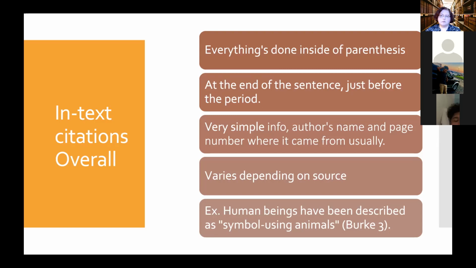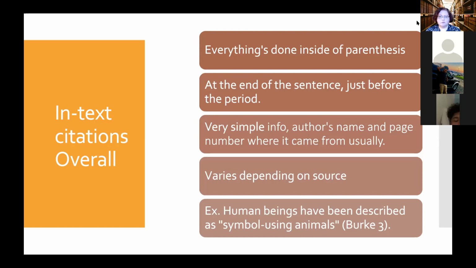Humans have been described as simple using animals, and it's from Burke. That's the name of the author, and then most likely I'm going to take that as it's from the third page of that book. It's very simple. Just use the author's name and page number. Just let them know this came from here. The author's last name is Burke, and it came from this page number. You know exactly where it's coming from. And then at the end, you also have a link or a bigger citation of where it came from. But right there in the text, it shows whose words these are and what page from their work it came from, if that makes sense.